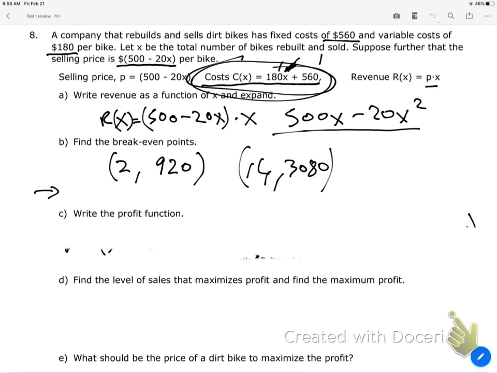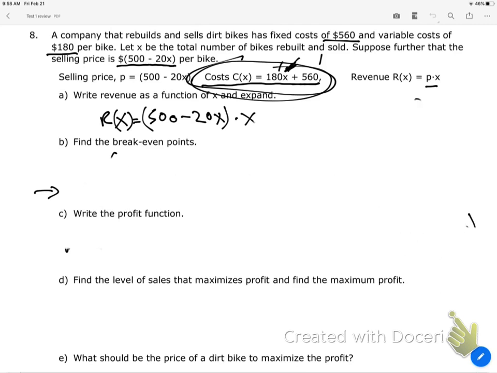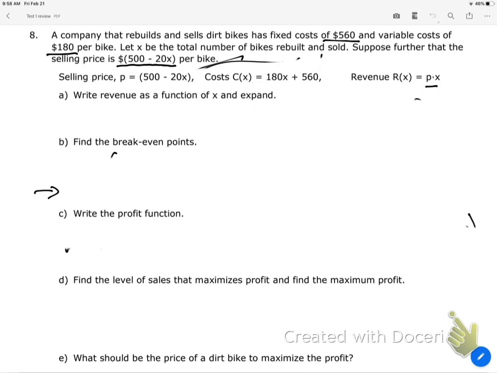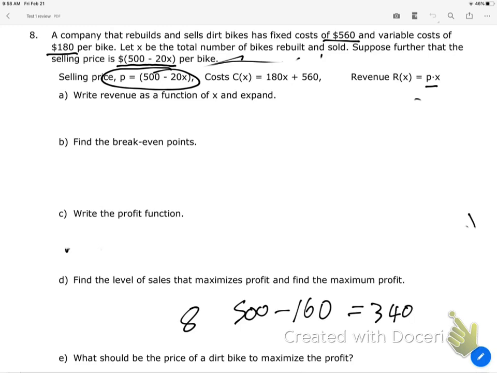Finally, what should be the price to manufacture, to maximise profit? What should the price be? Well, what we're looking at here is that we need to do 8 bikes. So I'm going to put 8 bikes back into the price. What it's saying is, what's the price when I manufacture 8 bikes? Well, that's 500. What's 20 times 8? 160. So that is $340. That's part E. And there you go.